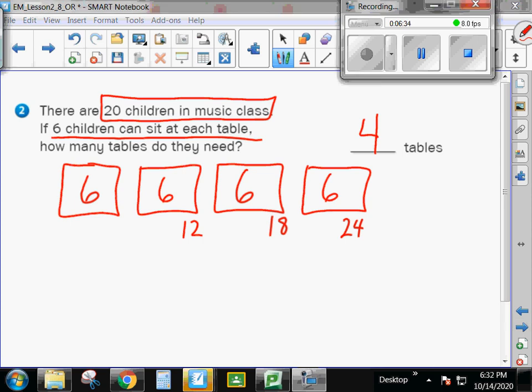All right, now pause the video. This one here is going to be a little tricky. I'm going to be surprised if you can come up with this one, considering we're just getting started with division. But see if you can write a number model for this problem.